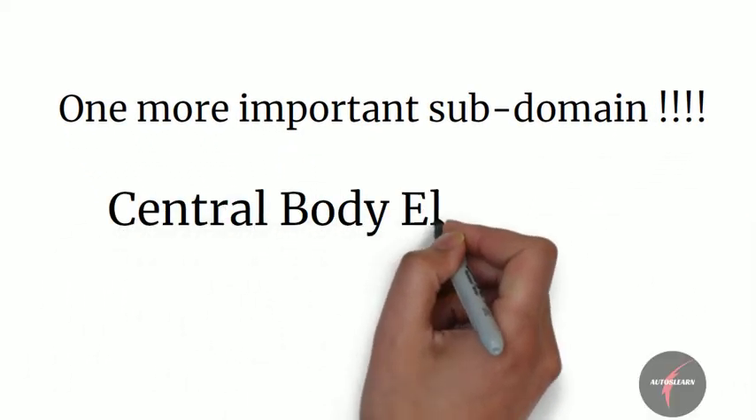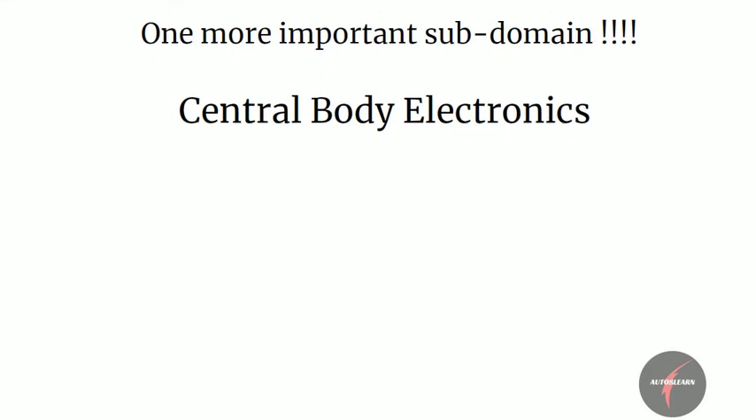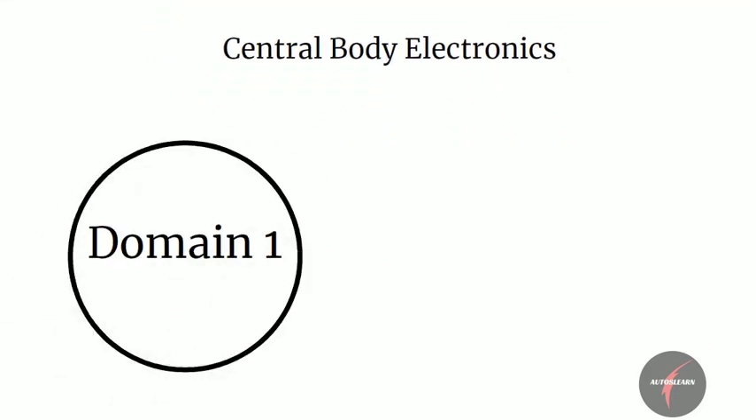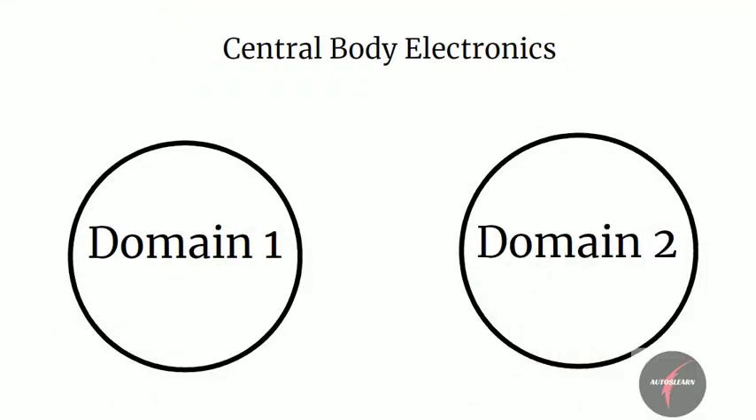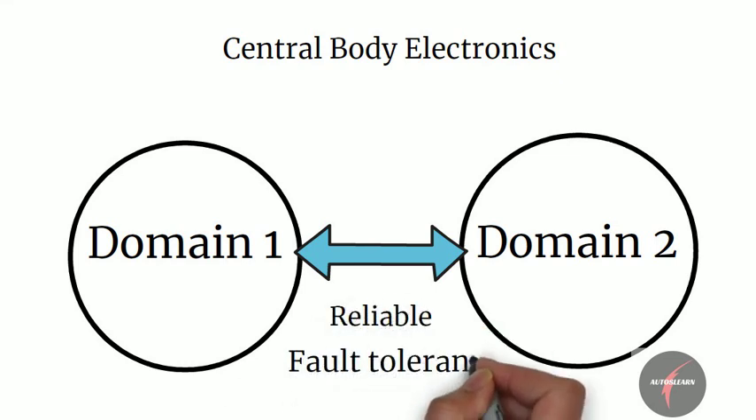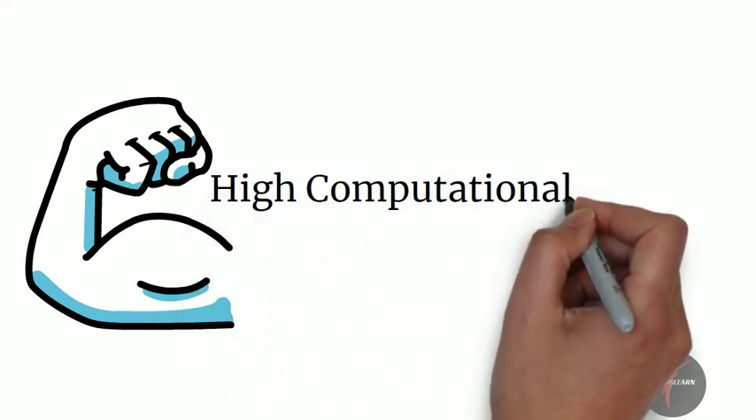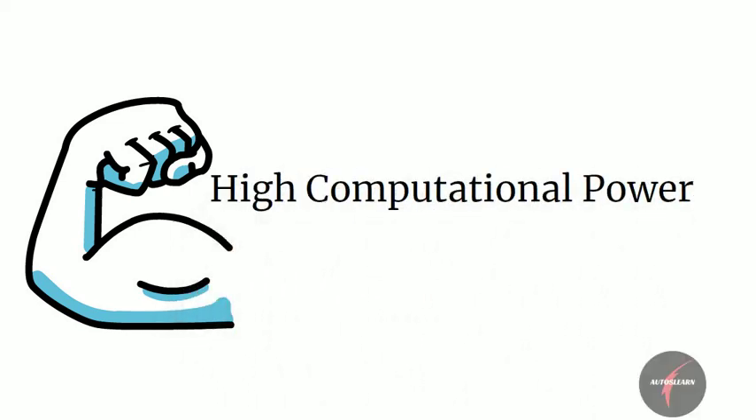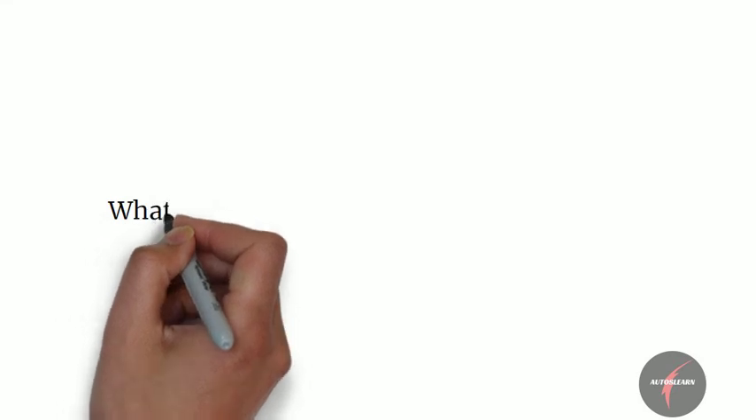Coming back to body domain, there's one more subdomain that's really important in this domain. That's central body electronics, which takes care of inter-domain message transmission. This subdomain must make sure that the message transmitted between the domains are reliable and fault tolerant. In addition, this subdomain requires high computational power to handle large chunks of messages transmitted in the network.